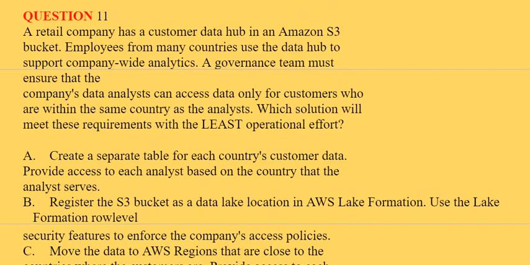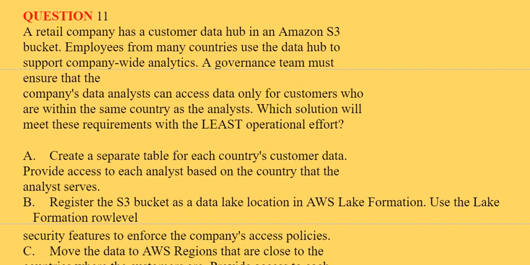Question is, a retail company has a customer data hub in an Amazon S3 bucket. Employees from many countries use the data hub to support company-wide analytics. A governance team must ensure that the company's data analysts can access data only for customers who are within the same country as the analysts. Which solution will meet these requirements with the least operational effort?